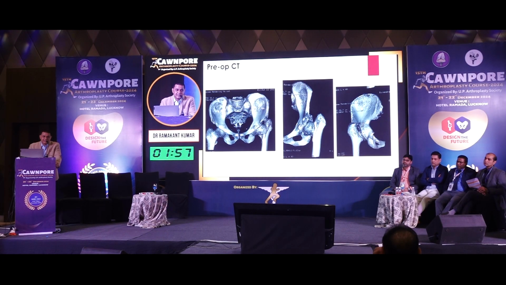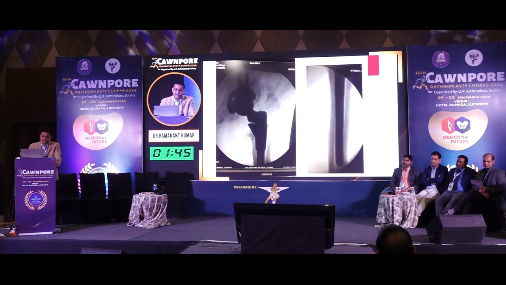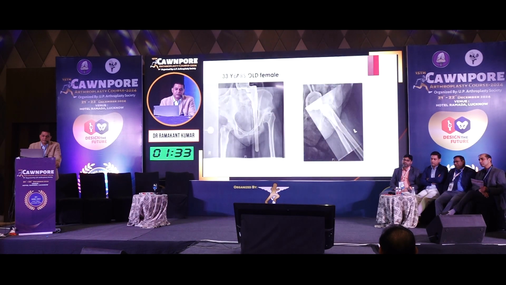You can see the CT scan findings. There is poor anterior wall coverage and greater trochanter overhang, but the posterior wall is preserved and intact. These are the axial and coronal cuts. So we get away with an Acetabular Revision Cup with a 44 diameter head on the acetabular side, and a revision stem on the femoral side. These are the 4-year follow-up X-rays.